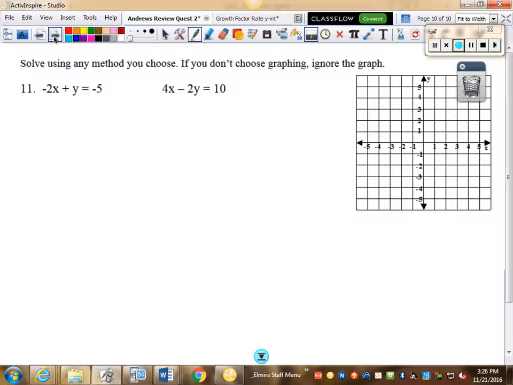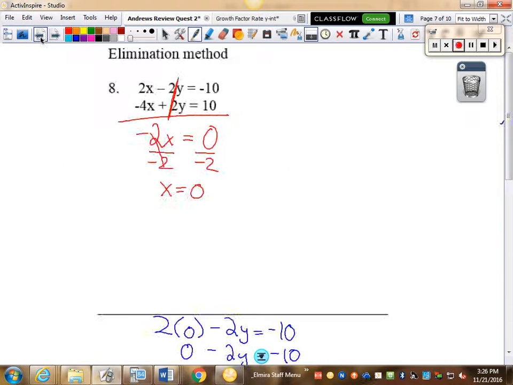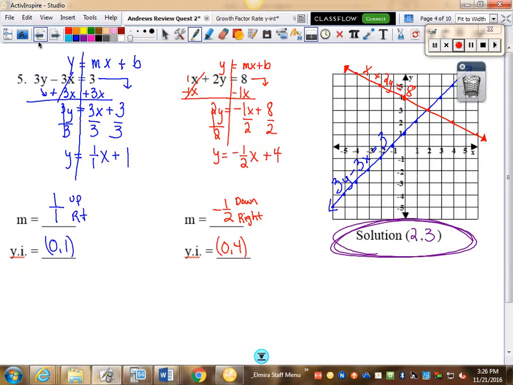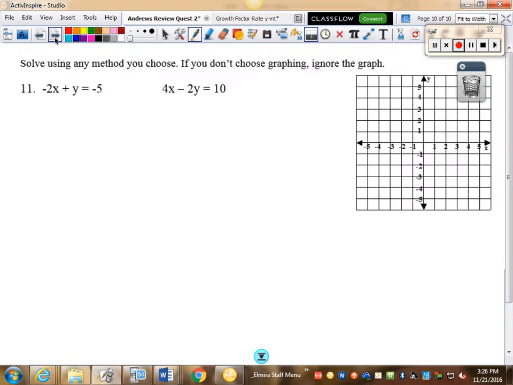Okay, number 11. It says solve using any method you choose. If you don't choose graphing, ignore the graph. So number 11 looks just like number 5. Same idea, different numbers. If I want to, I can solve number 11 by graphing.